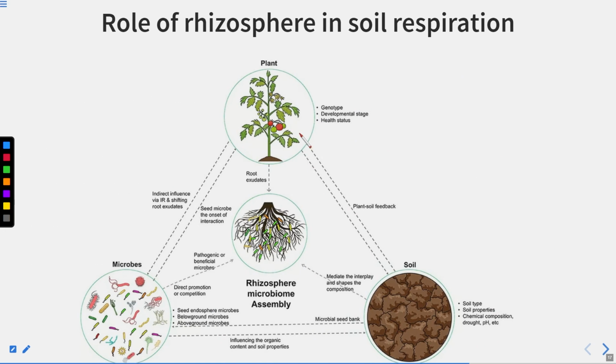So here we can see this rhizosphere in the soil respiration. Here this is a plant, and here you can see the soil. Now, these are the microbes which are present in the soil area where the roots are. So what is occurring here? Roots are giving some exudates, right? And they mediate the interplay and shape the composition, that is the structure of the soil. Now, pathogenic or beneficial microbes. So all types of microbes are there. Some are pathogenic, some are beneficial. So they interact with this rhizosphere area, right?